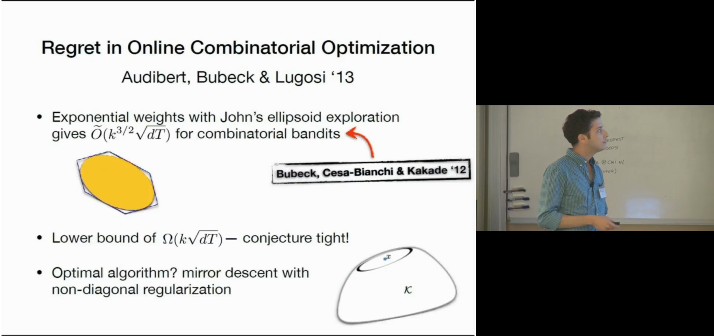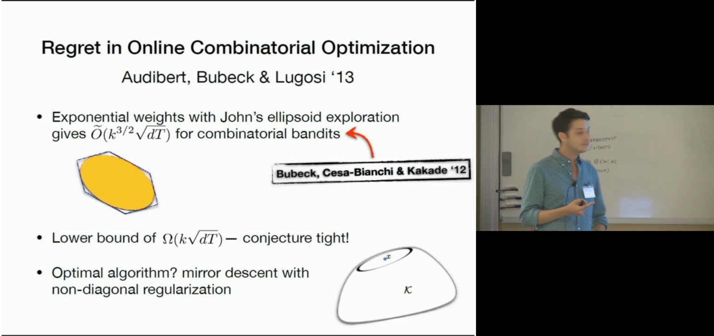Following that, Audibert, Bubeck, and Lugosi realized that if we use, instead of uniform exploration, John's ellipsoid exploration, then we can get a guarantee of k to the 1.5 square root of dT. And this is for any combinatorial bandit instance, including shortest path. They also give a lower bound of k square root of dT. And they conjecture that this lower bound is tight. And they think that maybe mirror descent coupled with some regularizers that has a non-diagonal structure to the Hessian can give this regret bound.